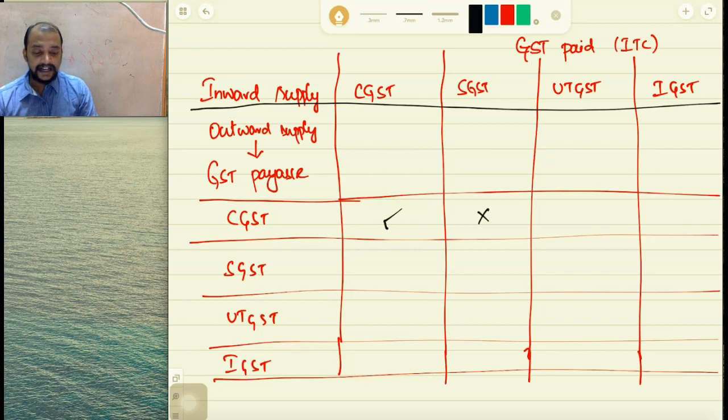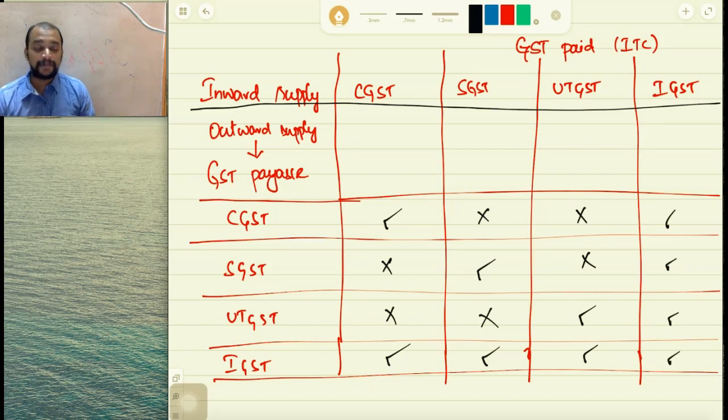That is, I have CGST credit. Can it be used for payment of SGST liability? No. Can CGST credit be used for payment of UTGST liability? No. Can CGST credit be used for payment of IGST liability? Yes. Same way, SGST for CGST not possible, SGST for SGST and SGST for IGST possible, and SGST for UTGST is not possible. UTGST for CGST, SGST not possible, but UTGST, IGST possible. Then IGST credit can be used for payment of any GST liability.